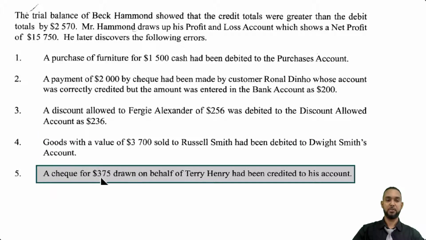And finally, a check for $375 drawn on behalf of Terry Henry had been credited to his account. Okay, so you might be wondering, well, what does that mean? Well, we'll get into that when we come to actually correct the error.